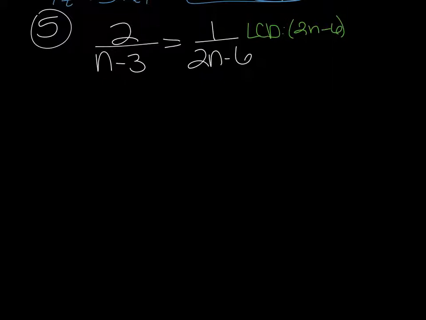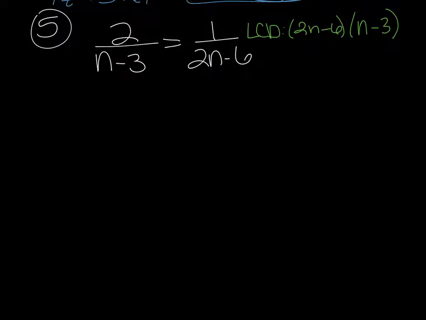Okay, 2n minus 6 is going to get rid of the denominator on the right-hand side, right? But I'll still have that n minus 3. What do you think? Very good. Times n minus 3. Right? If I multiply by 2n minus 6 times n minus 3, both my denominators would cancel out.